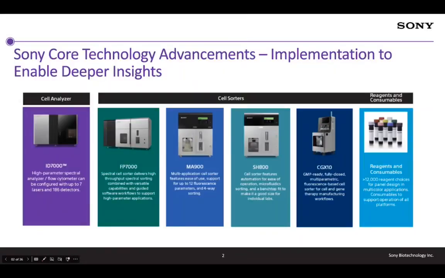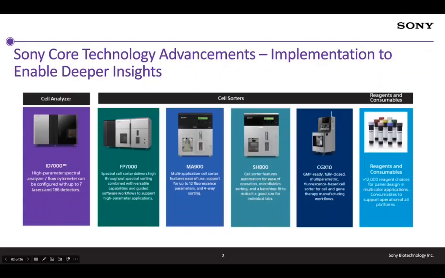First, a quick introduction to all of the instruments that Sony offers in our portfolio. Today, we're going to be talking about the ID7000. It's a high parameter spectral cell analyzer. You can get it with up to 7 lasers and 186 detectors. We're also coming out with a new FP7000, our spectral cell sorter. It has the same optical layout as the ID7000, so any panel that you have on your ID will work on your FP. And we have guided software workflows to help you with that sorting.